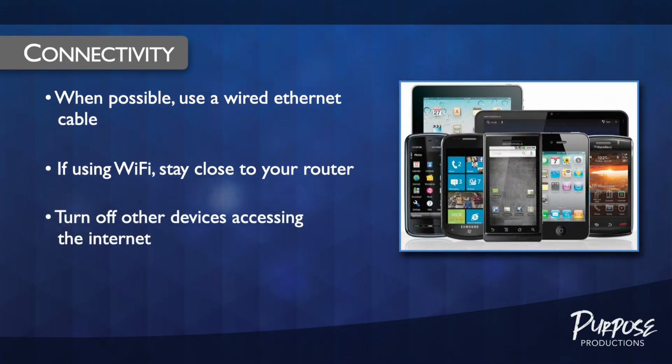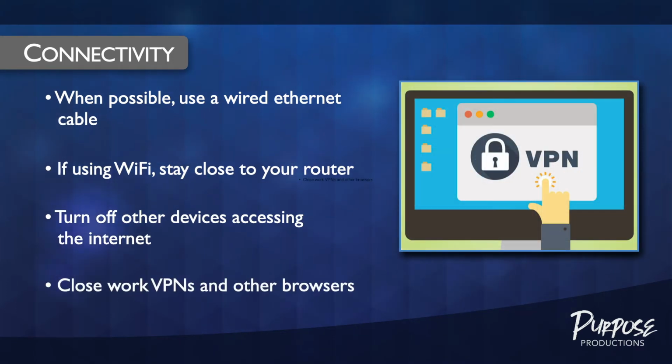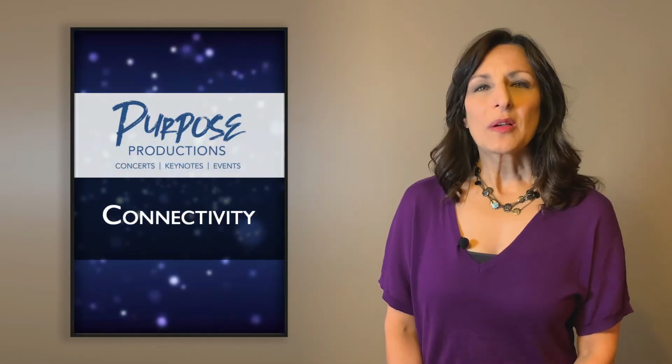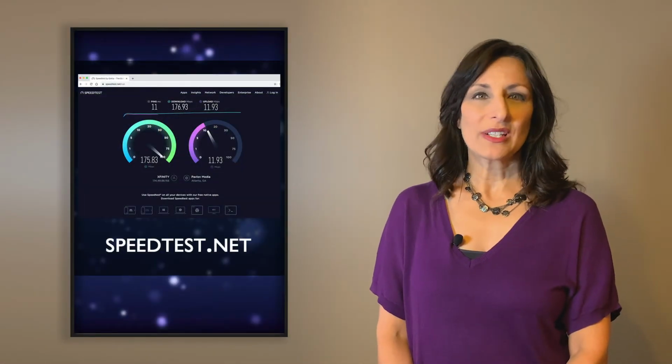Number three, turn off all the other devices that are accessing the internet in your network. Cell phones, tablets, games, smart TVs. Yep. That means tell your family members they're going to have to disconnect for a while. And finally, close any other work VPNs or browser tabs on your computer. We also recommend doing a speed test of your connection using something like speedtest.net or a similar website.